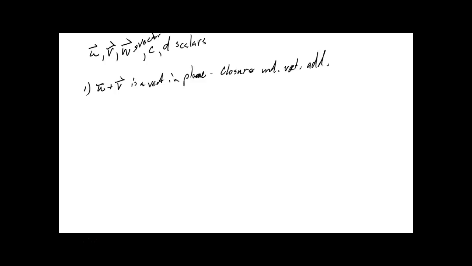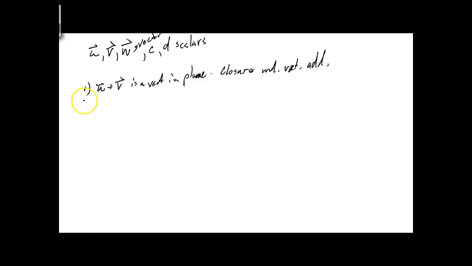Because if you have U and V and even W are vectors in the same plane, you add any 2 or 3 or 15 of them together, you'll still have a vector in the same plane. And that says vector addition is closed, okay? That vector, you have closure under vector addition, okay?